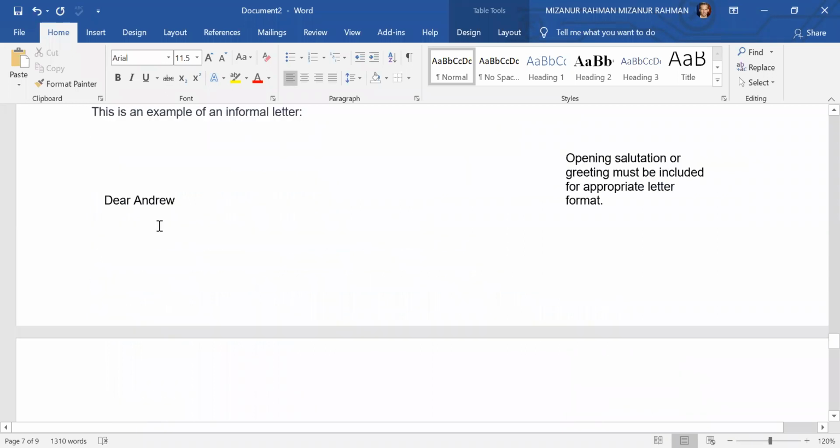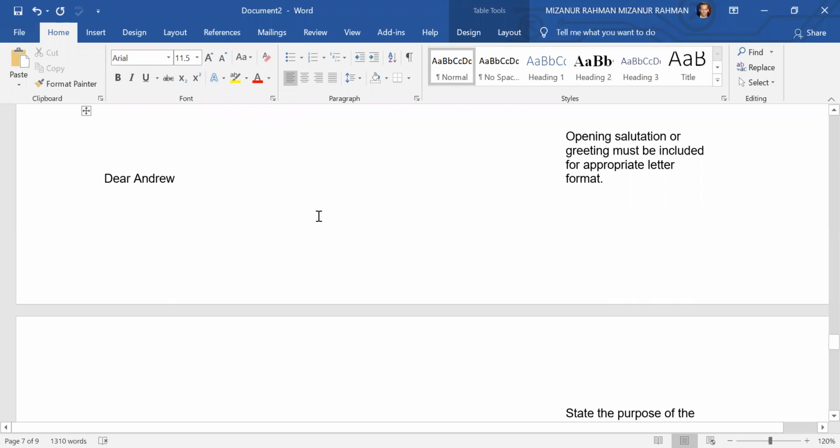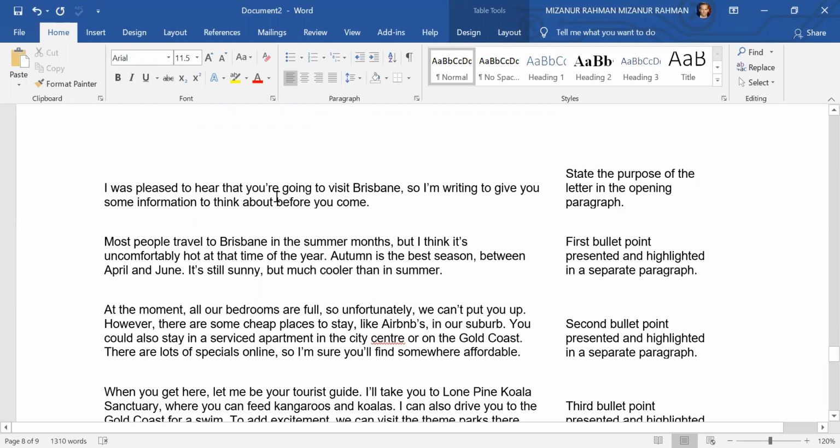Now, "Dear Andrew" is the opening salutation; a greeting must be included for appropriate letter format. "I was pleased to hear that you are going to visit Brisbane, so I am writing to give you some information to think about before you come." That is, state the purpose of the letter in the opening paragraph. You can say, I was pleased to hear that you are going to visit Cox's Bazar, so I'm writing to give you some information to think about before you come.